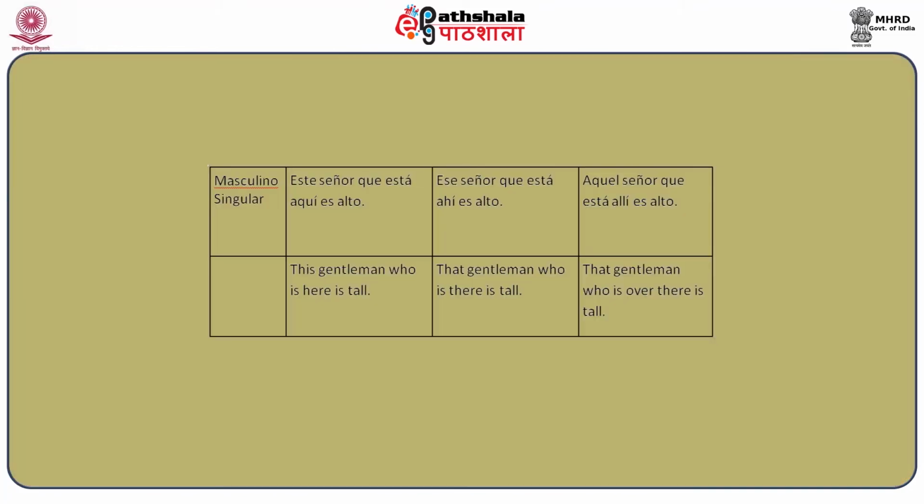For example, if I say este señor que está aquí es alto, it means this gentleman who is here is tall. If I say ese señor que está ahí es alto, it means that gentleman who is there is tall. In the same way, if I say aquel señor que está allí es alto, that means that gentleman who is over there is tall. So este aquí, ese ahí, and aquel allí.